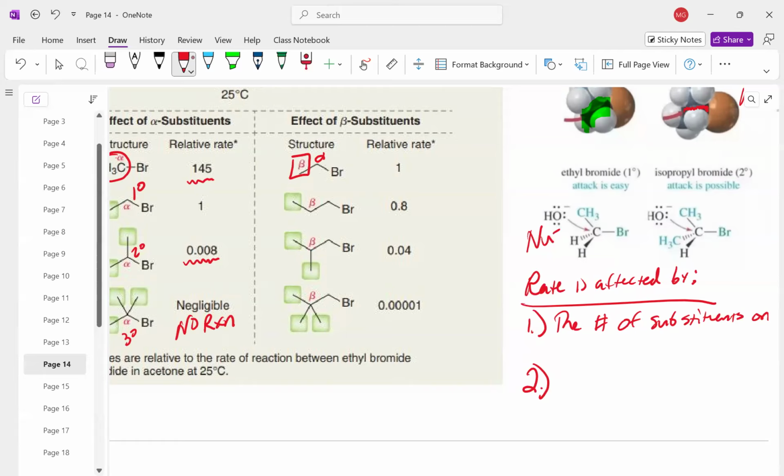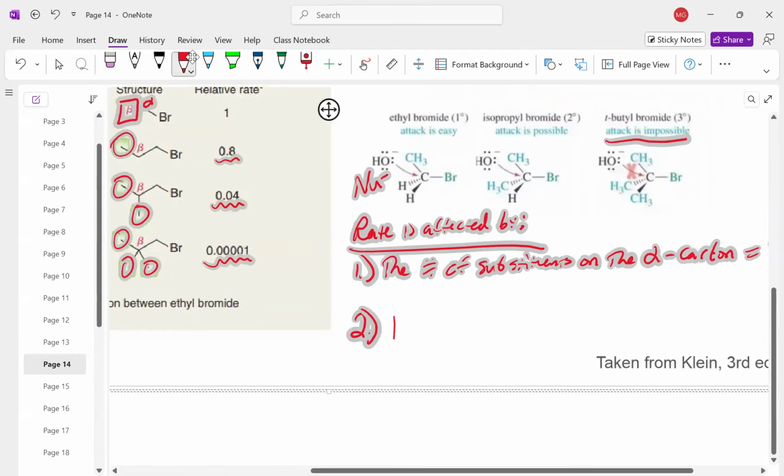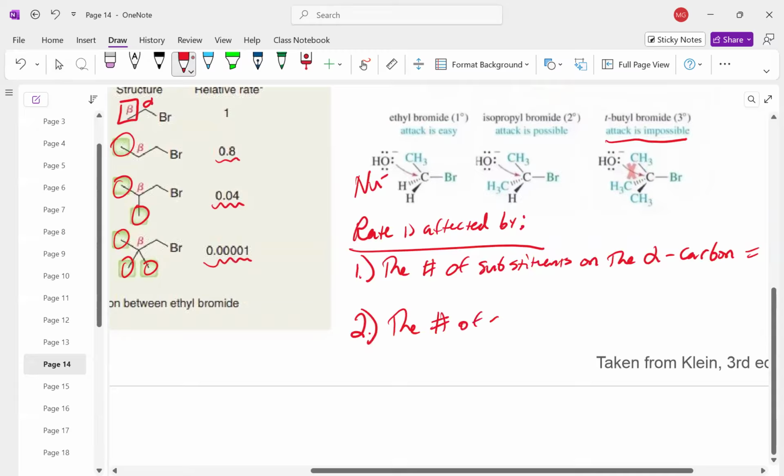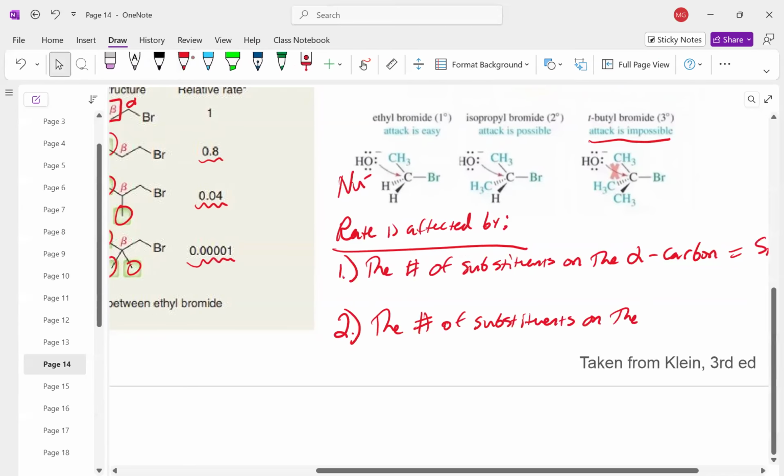That's like the standard. If there's one group on that beta carbon, it slows down a little bit. If there's two groups, it slows down a lot more. And if there's three groups, it slows down a whole lot more. It doesn't completely shut it down, but it just creates more steric bulk close to the carbon that has the leaving group. So the other thing that affects the rate of an SN2 is the number of substituents on the beta carbon.